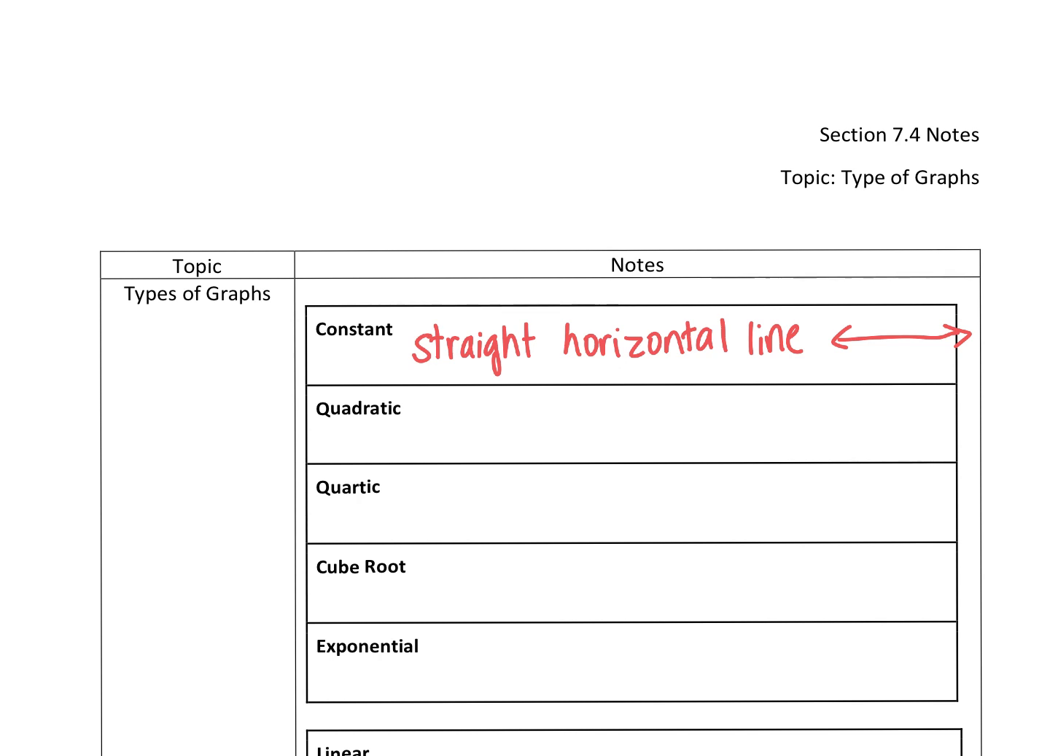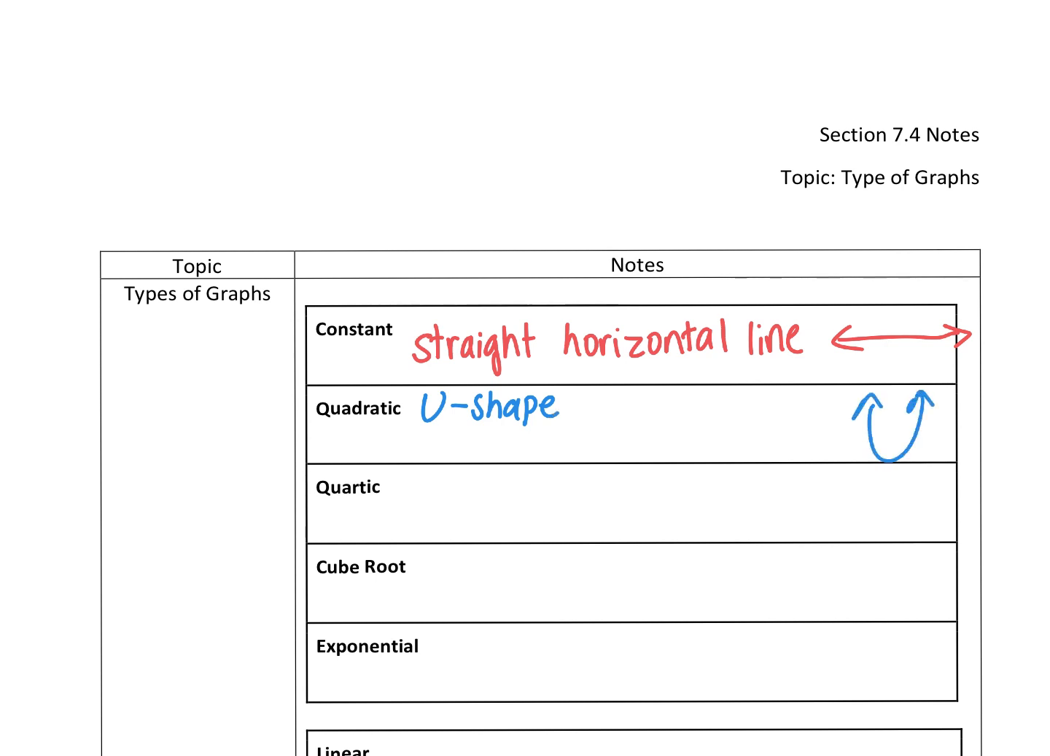Next up, we have a quadratic. This was one of the first things we graphed in this class. What did a quadratic look like? Yeah, it made a U shape. Good, okay? It makes a U shape, whether it's right side up or upside down, okay? It's going to make a U shape.